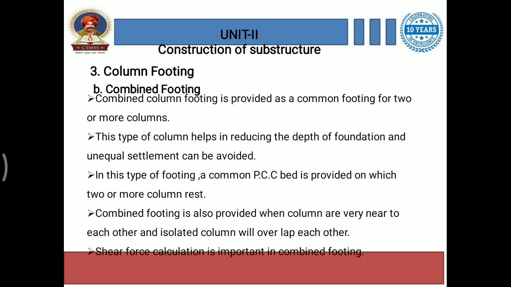Combined footing is also provided when columns are very near to each other and isolated footings would overlap each other. See, this is another reason to provide a combined footing instead of isolated footing, because when the separation of columns is not too much, that means the columns are very close, we are providing columns very close to each other, then it is suitable to provide a combined footing instead of isolated footing.